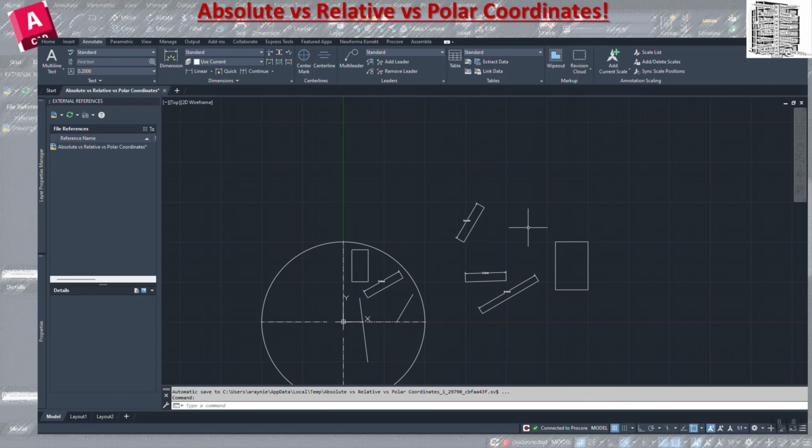I'm hoping that you guys can use these and understand them while you're drawing stuff in AutoCAD.